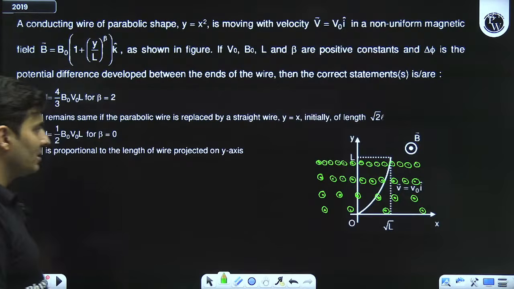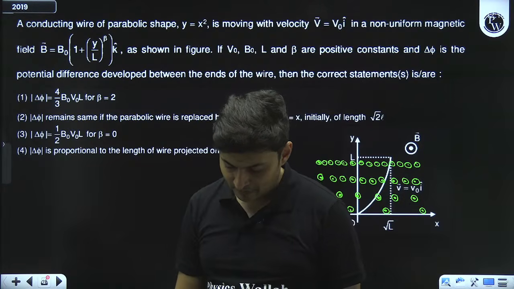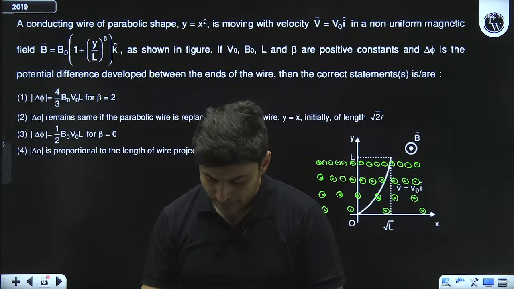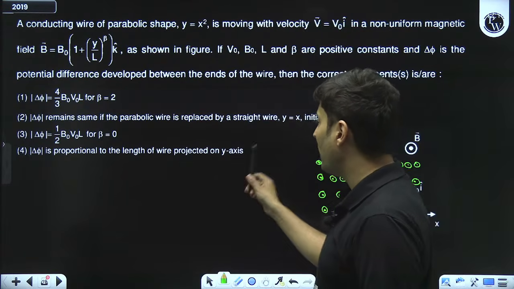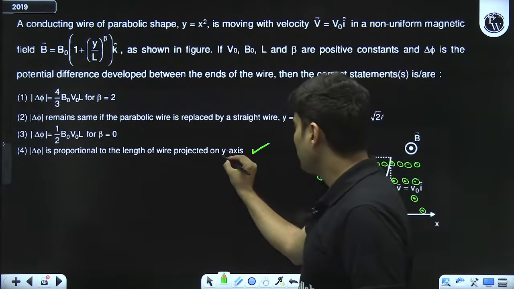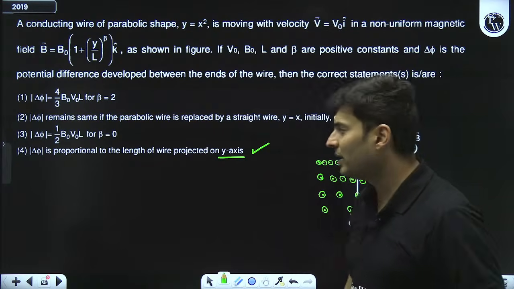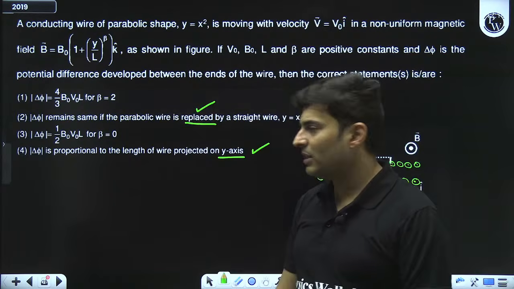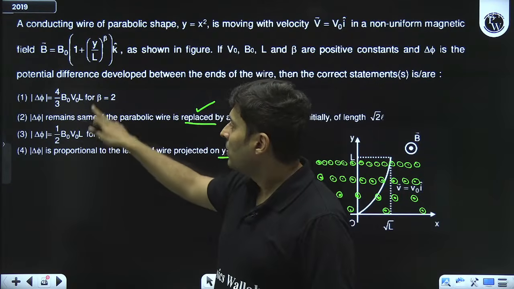Yes or no, guys? So from this, I think two options we can easily decide. Can you tell me which are the two options? Yeah, the dy element only will be the reason for the contribution. Delta phi is proportional to the length of the wire projected on the y-axis. Delta y will remain the same if the parabolic wire is replaced by a straight wire or curved wire. No matter what you replace it with, as long as those ends are the same, your answer will be the same. So options 2 and 4 are both correct. Now the calculation is only for 1 and 3.